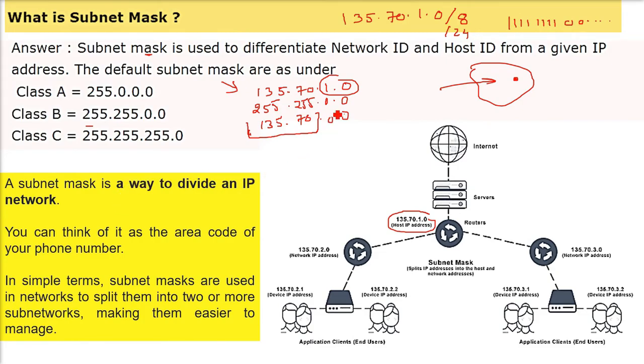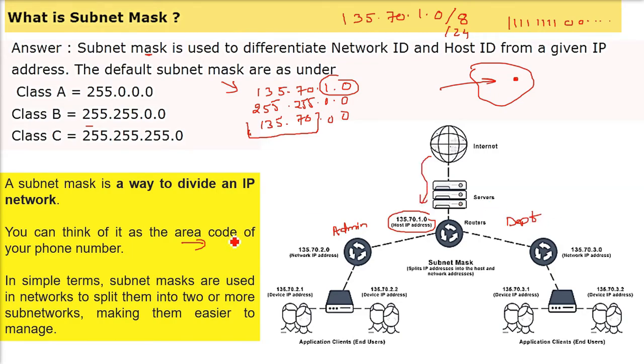The second very important thing about the subnet mask is dividing the network. A subnet mask is a way to divide an IP network. For example, you have an admin department, or a stores department, or any other department. We want to divide the admin and the store departments differently. We want our main network to be divided into two parts. You can divide it into multiple parts, like the area code of your phone number. So subnet masks are used in a network to split it into two or more subnetworks, making them easier to manage. It is easier to manage admin and store departments than having only one IP for that.